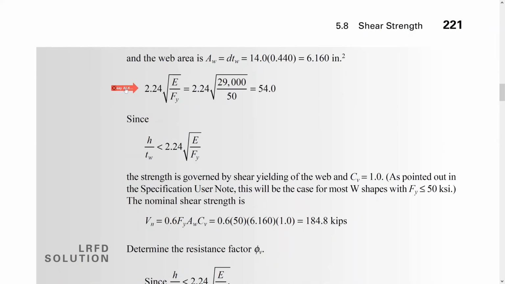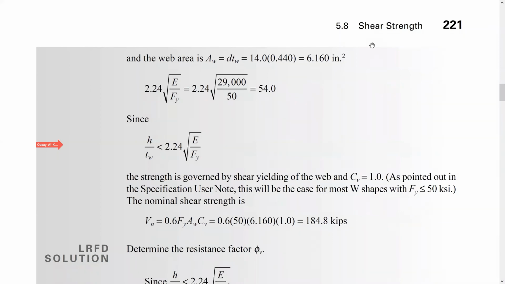So in this case, we're going to compare the lambda, which is h divided by the web thickness, with this limit first. 2.24 under this, so it's 54, and the lambda is much less than this. So the strength is governed by shear yielding, and C sub V is equal to 1. And the safety factor is equal to 1 for the LRFD method and equal to 1.5 for the ASD method.